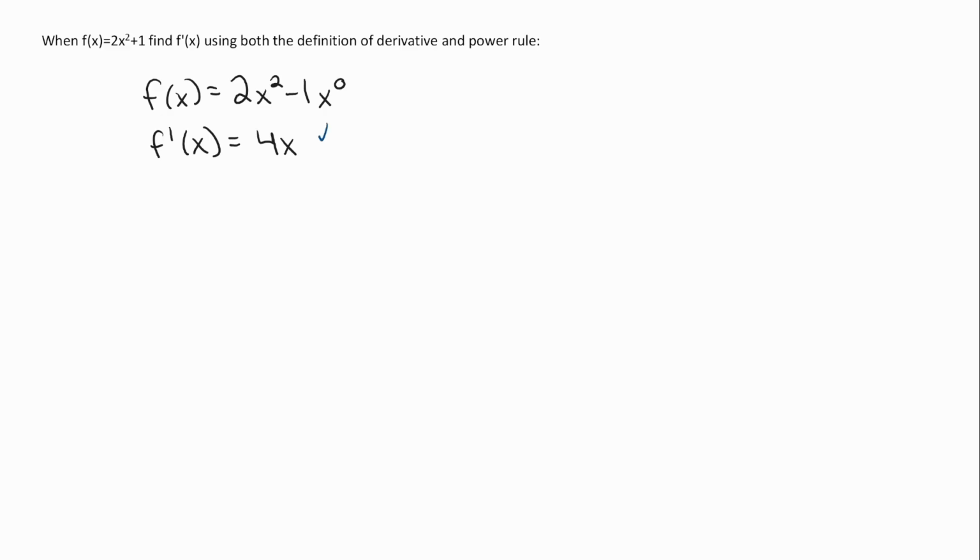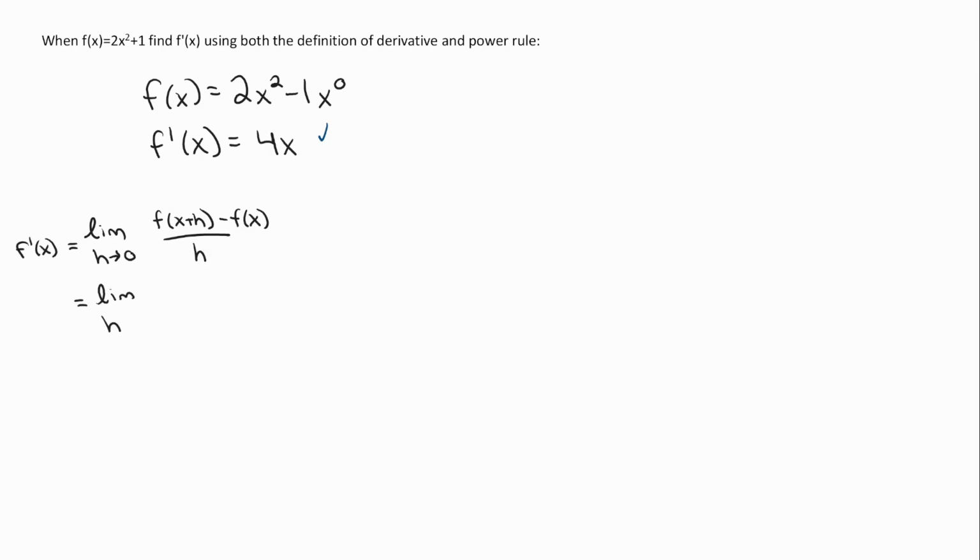But now, let's use the limit definition of a derivative in order to solve for it, and it's much longer, which is why we like the power rule. Where we have the limit of h approaching 0 of our function f of x plus h minus f of x divided by h is just our derivative. So let's solve for that.